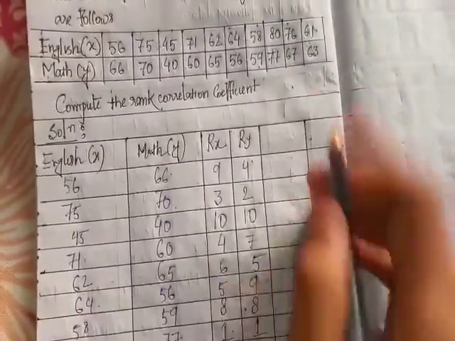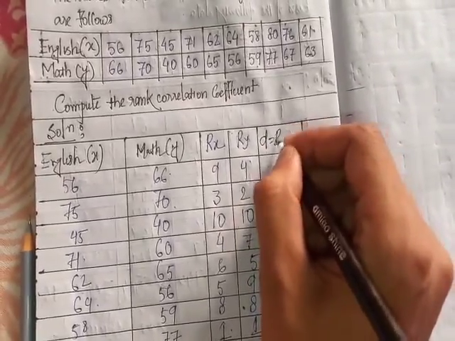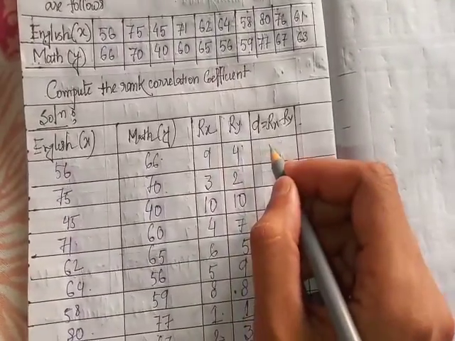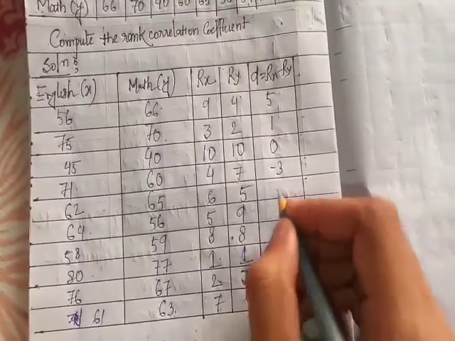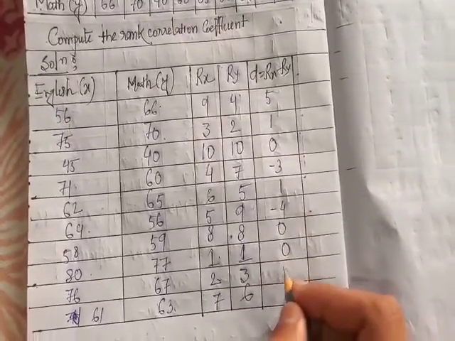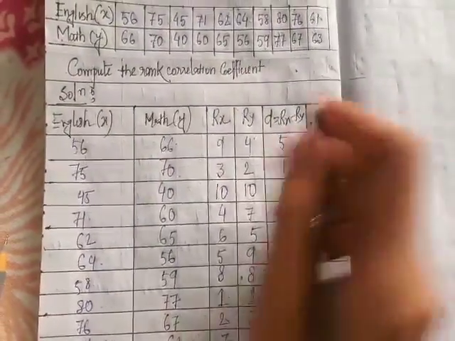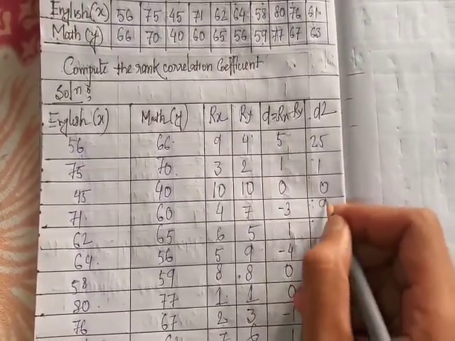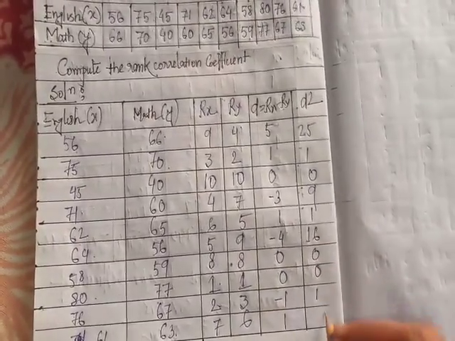Now d is the difference between two ranks, Rx minus Ry. If we take the difference between the two numbers, we get 5, 1, 0, minus 3, 1, minus 4, 0, 0, minus 1, 1. And now d square: 5 square means 25, then 1, 0, 9, 1, 16, 0, 0, 1, 1.